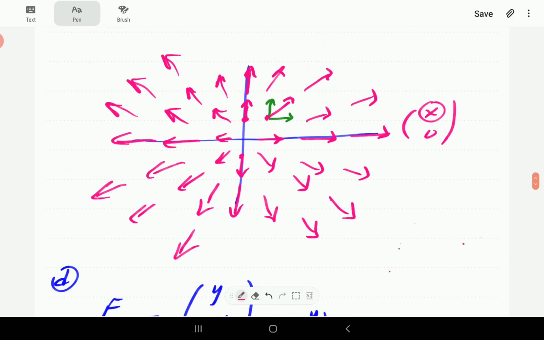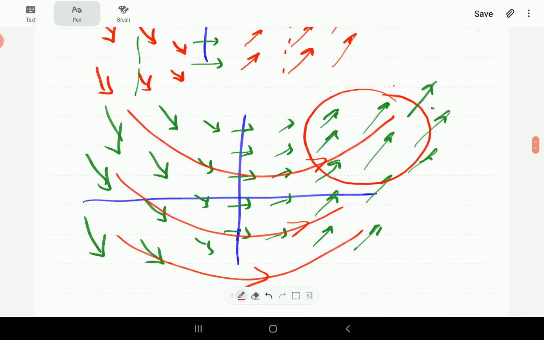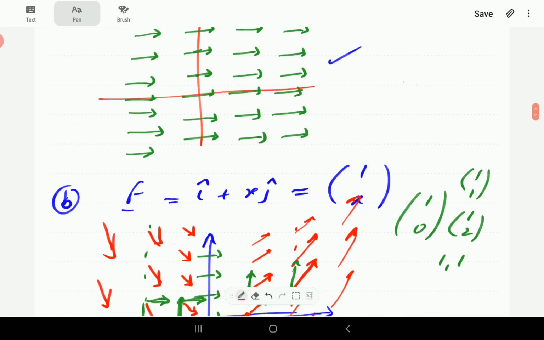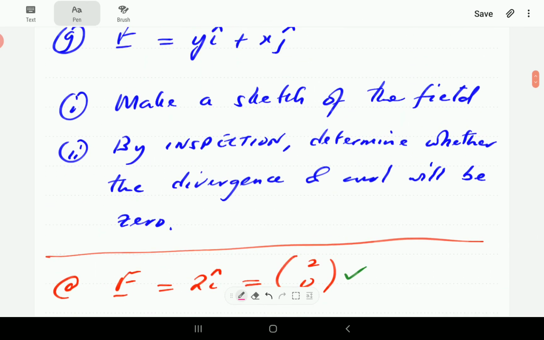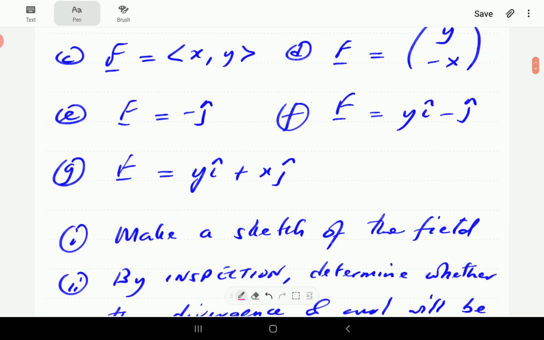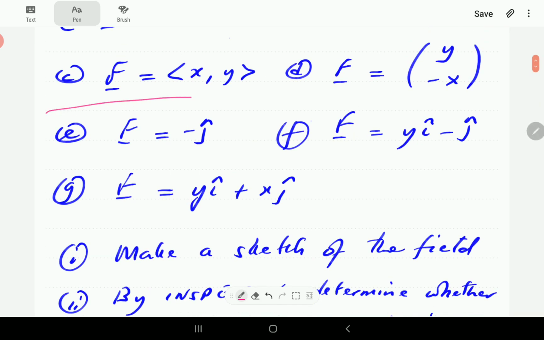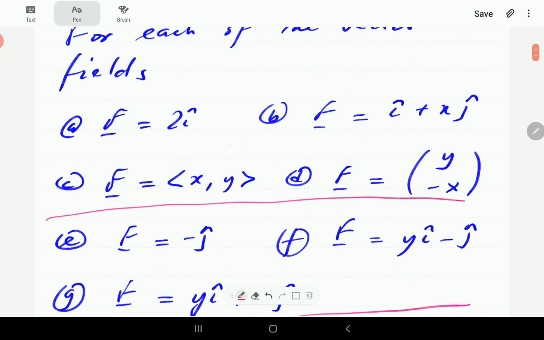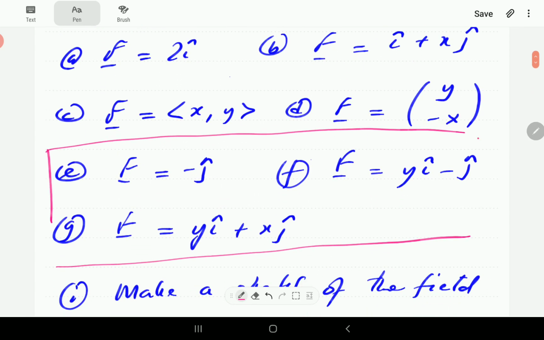Okay, we are now going to give you a chance to have a go at these vector fields here. Let's have a go at these vector fields, and then if you want to compare with our drawings, you can pause the video.